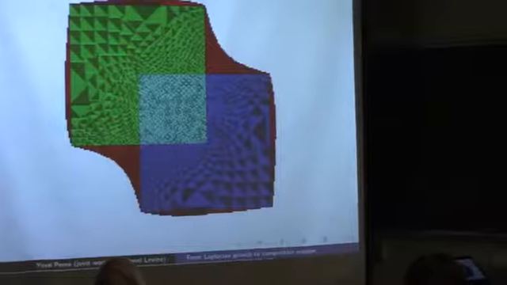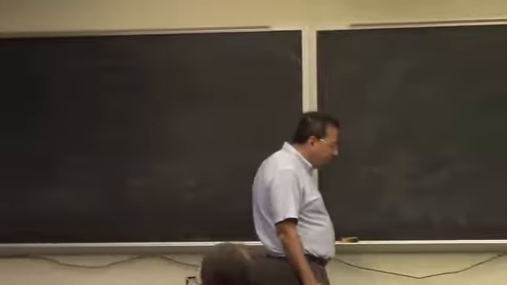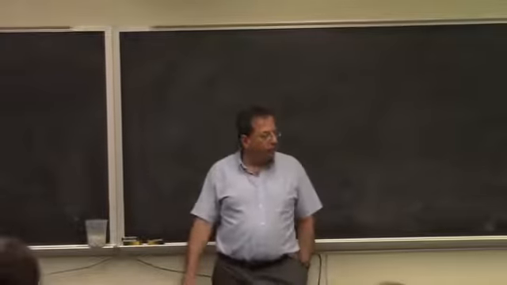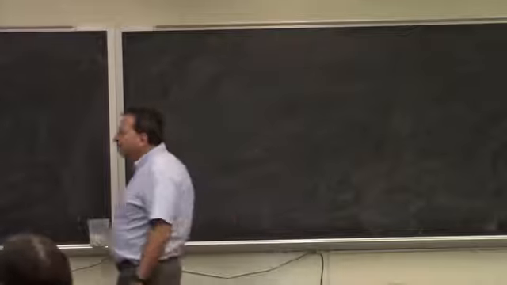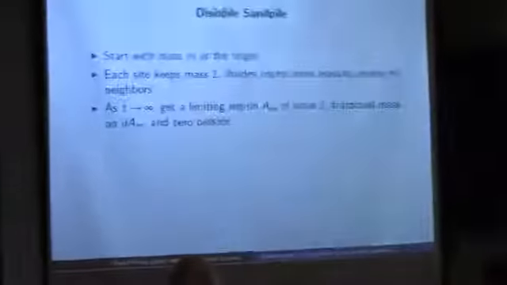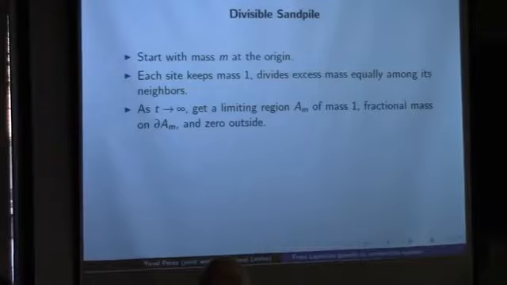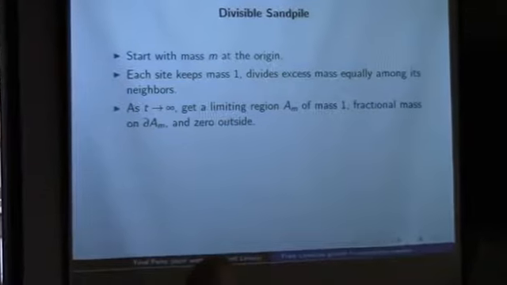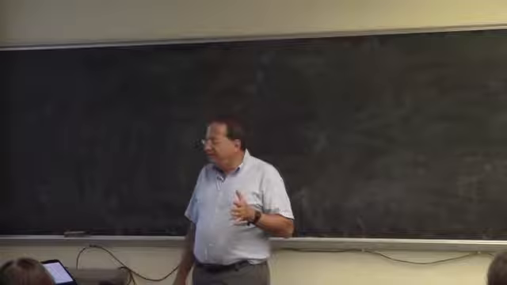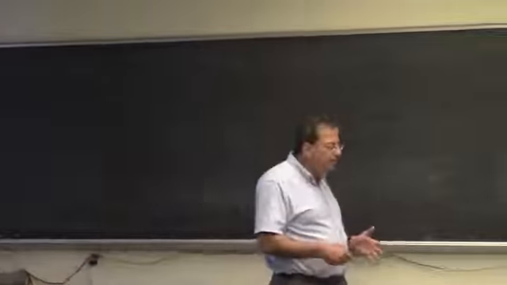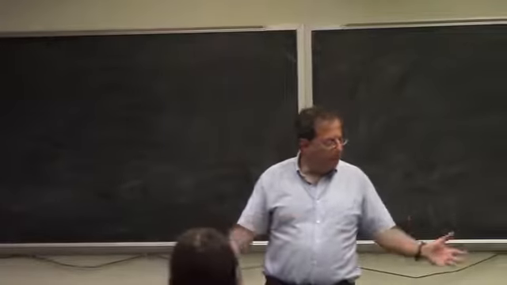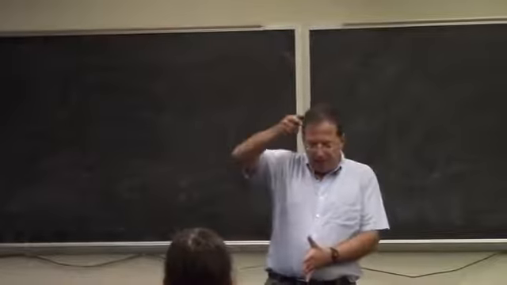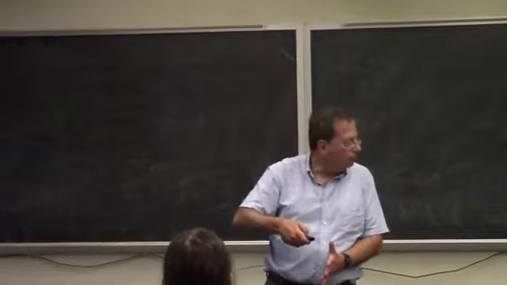And it turns out that to understand these, it's better to look at a simplified model, which is called the divisible sandpile, which is simpler than both of these, but it ends up giving the same scaling limit. So in the divisible sandpile, instead of particles, we have continuous mass. We start with mass m at the origin, and we keep subdividing it, so each site keeps mass 1 and sends its excess mass uniformly to the neighbors. So initially, we have mass m at the origin, and m minus 1 over 4 goes to each neighbor.